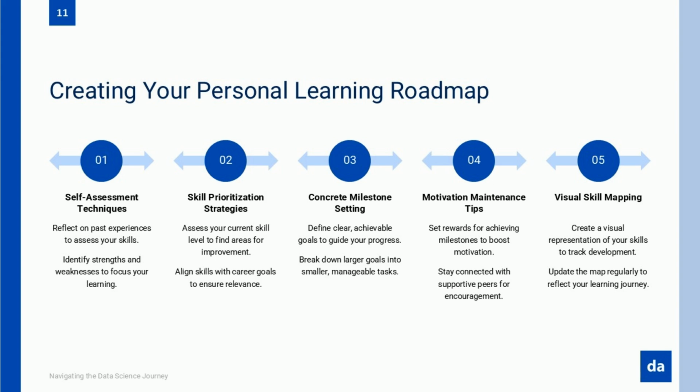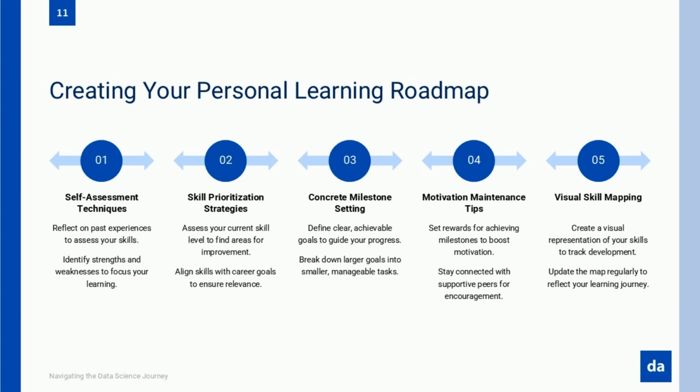Rather than attempting to master everything simultaneously, you prioritize depth in areas aligned with your career aspirations while developing functional literacy in adjacent fields. A machine learning specialist, for instance, needs deep expertise in algorithms and model development while maintaining working knowledge of data engineering and business strategy.